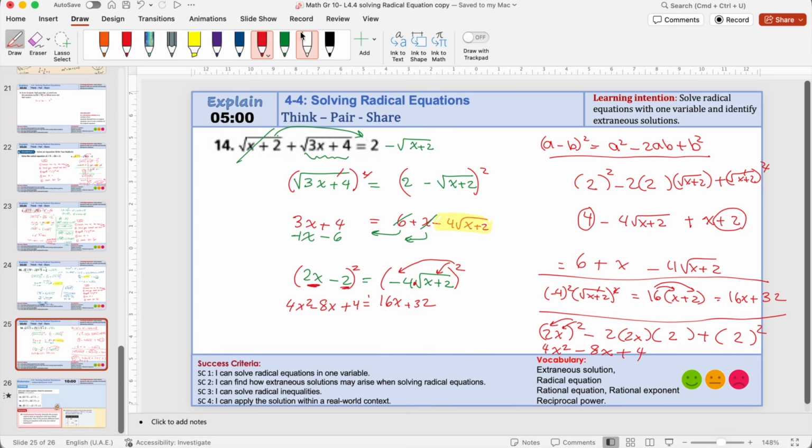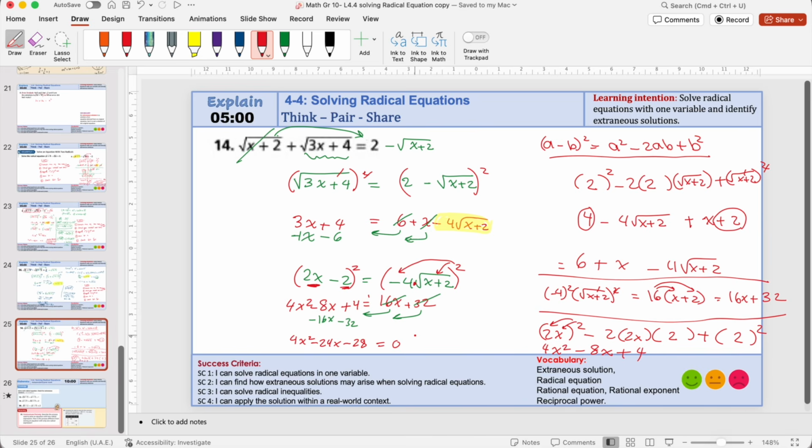Now move everything to one side. Take this one to this side, it's going to be negative 16x. Take this one to this side, it's going to be negative 32. Now you will end up with 4x squared. These together are negative 24x. And these together, 32 and 4, the 32 is negative, so they're negative 28. Put them in the calculator, mode 5-3. The A is 4, the B is negative 24, and the C is negative 28.